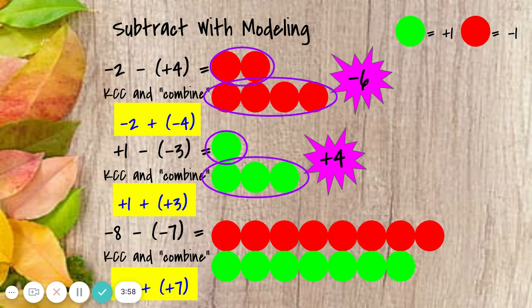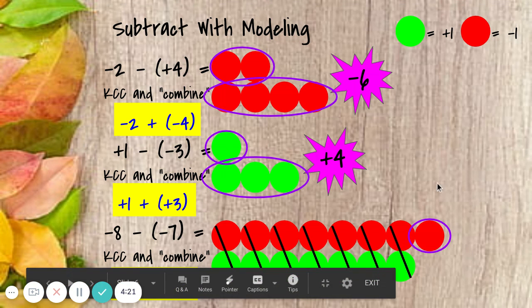And then I can go through and cancel a -1 and a +1 out, which gives me a 0. So I'm going to go through and cancel those out. And what does that leave me with? It leaves me with a -1. I have -1, or one negative token. And that leaves me with a -1.